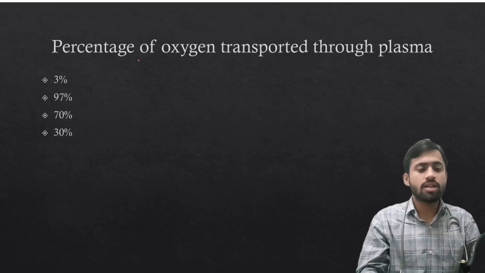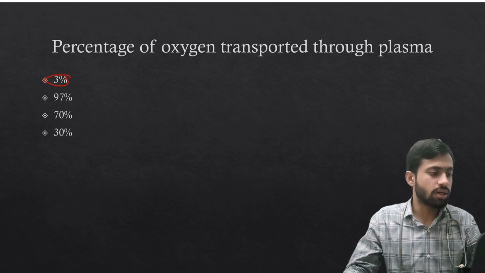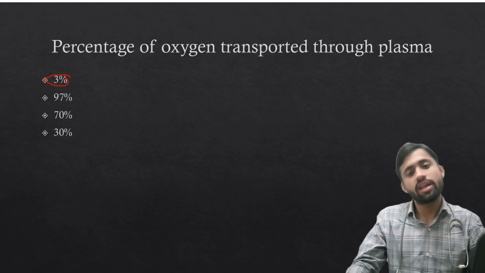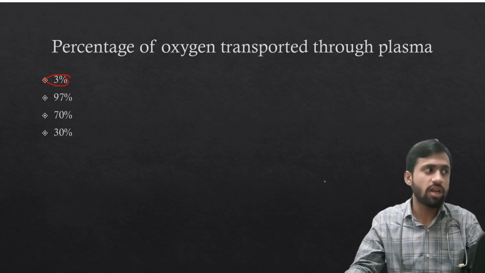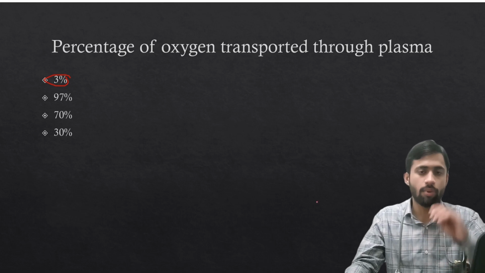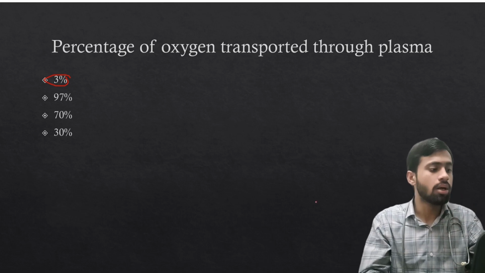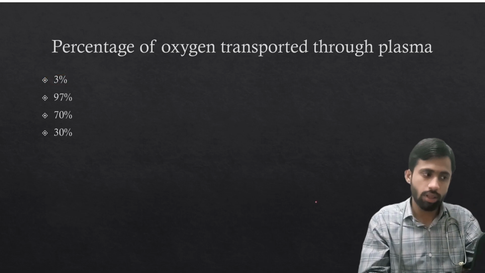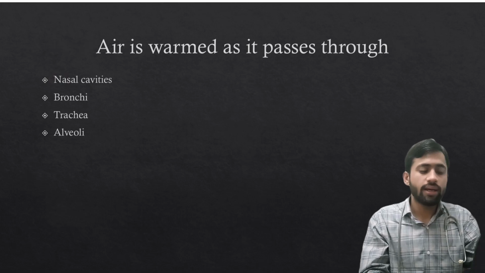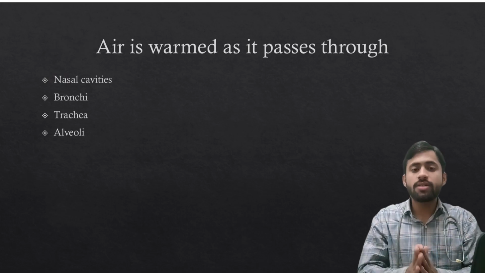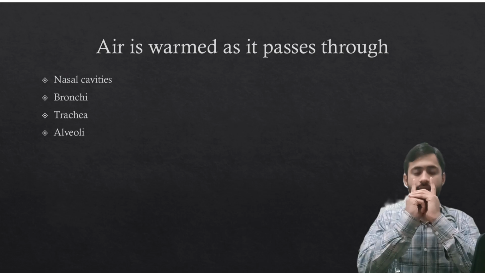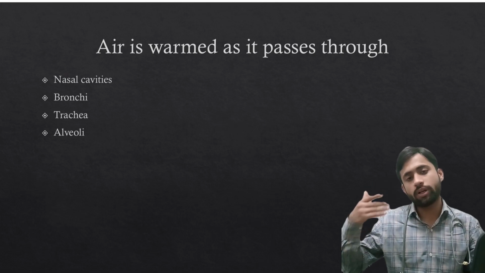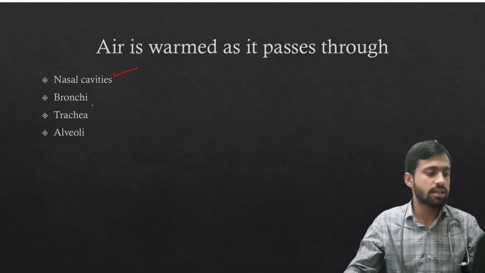The percentage of oxygen transported through plasma is 3%. The rest is via hemoglobin. The maximum amount of oxygen is transported via hemoglobin, Hb, right? Air is warmed as it passes through the nasal cavities, not after that. Okay, nasal cavities is the right answer.